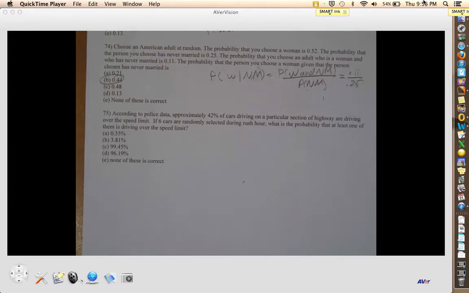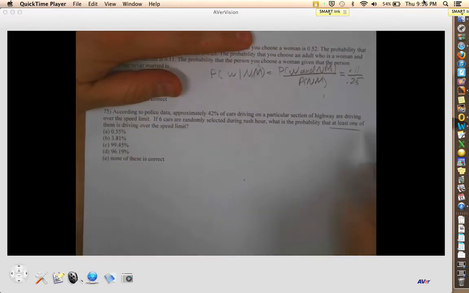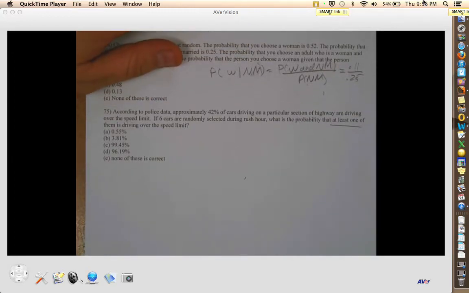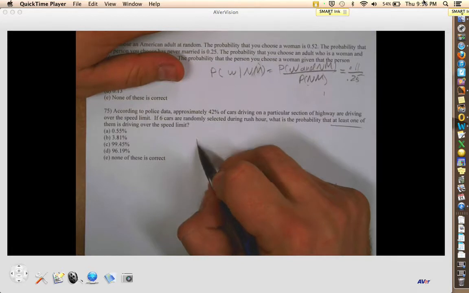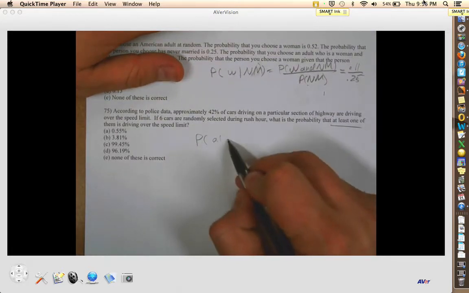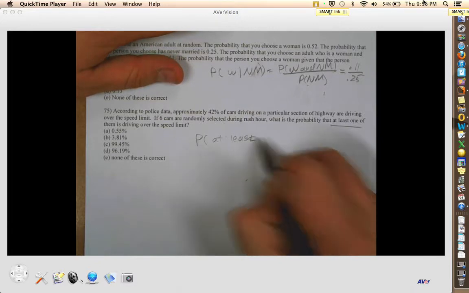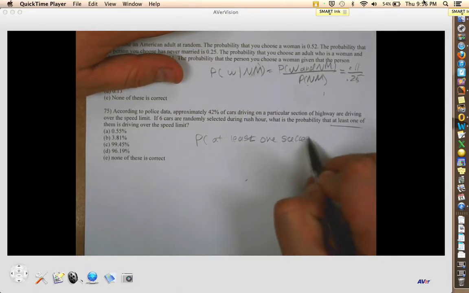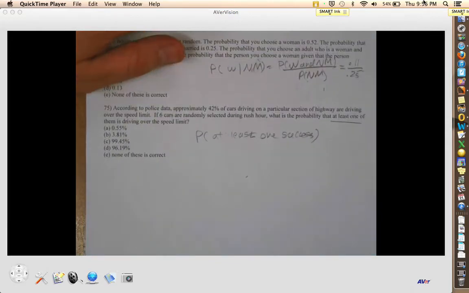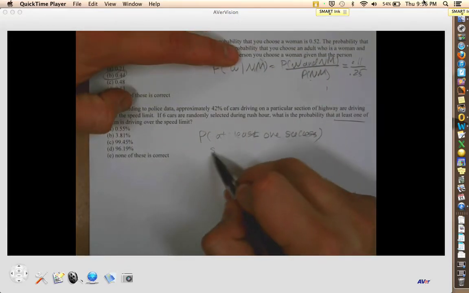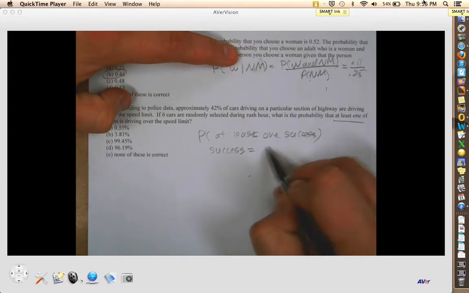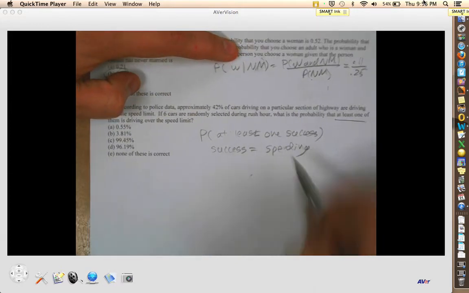According to police data, approximately 42% of cars driving on a particular section of highway are driving over the speed limit. If 6 cars are randomly selected during rush hour, what is the probability that at least one of them is driving over the speed limit? Okay, so this is an at least one problem. I want to find the probability of at least one success. Here, success is speeding, or driving over the speed limit.